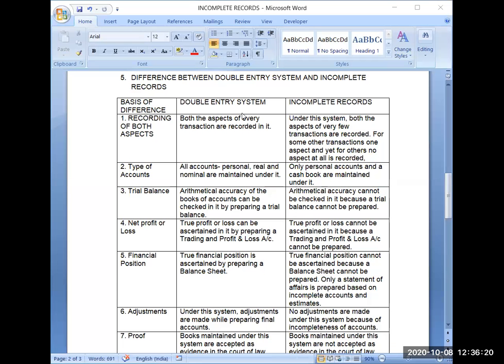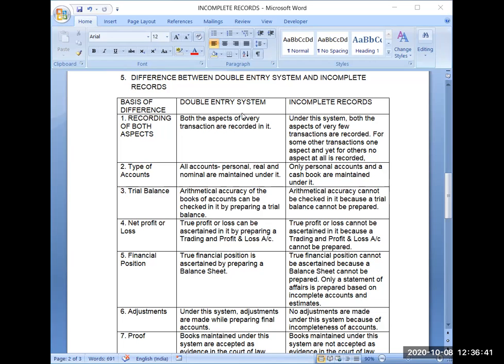So we were doing accounts from incomplete records. In the last period, we have discussed its meaning, features, merits and limitations, uses and limitations. Now, what is the difference between double entry system and accounts from incomplete records?